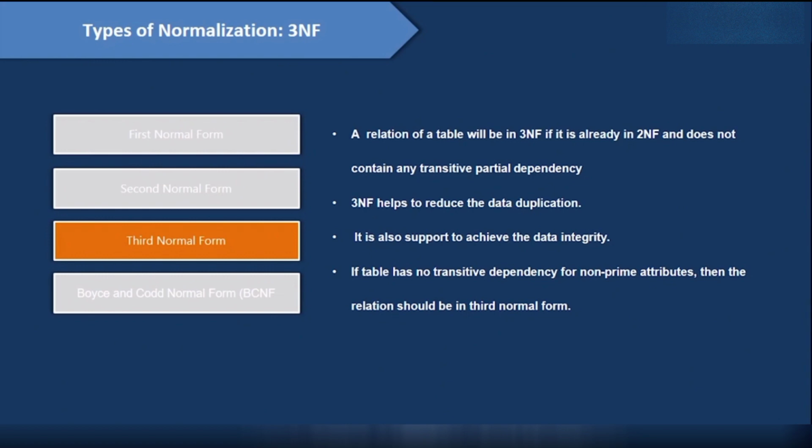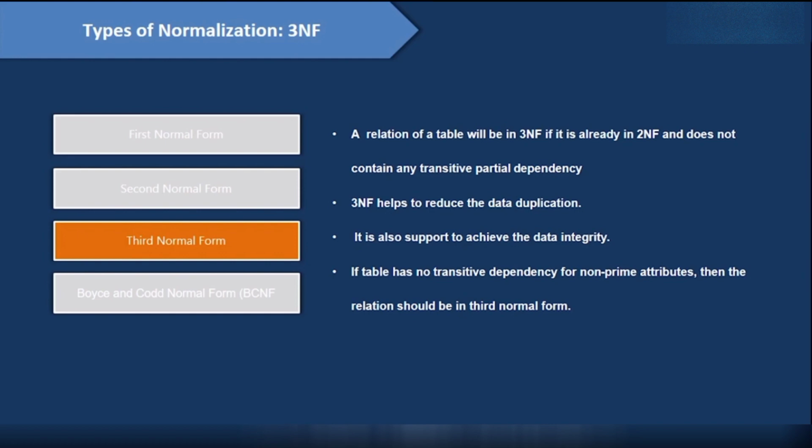A relation or a table will be in 3NF if it is already in 2NF. So it's basically a rule, or it's basically a chain. First, you need to make sure your data is in first normal form. If your data is in first normal form, then only you are allowed to go for second normal form. When you have implemented the rule for second normal form, then only you are allowed to go for third normal form. And a relation will be in third normal form if it's already in second normal form and does not contain any transitive dependency.